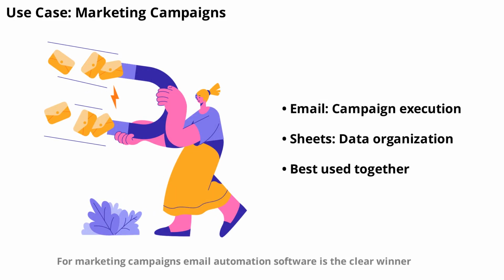For marketing campaigns, email automation software is the clear winner. It allows you to design, schedule, and track mass email campaigns with ease. Features like segmentation, A/B testing, and automated follow-ups are built in. Google Sheets can help organize campaign data, track results, and manage contact lists, but it cannot execute the campaign itself. Use Sheets as a support tool alongside your email platform.